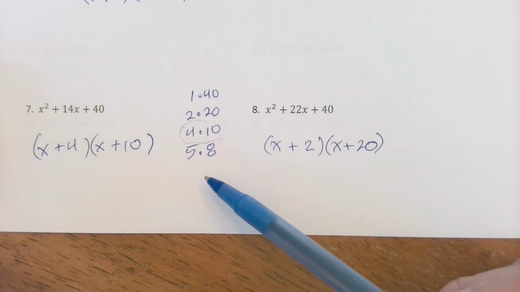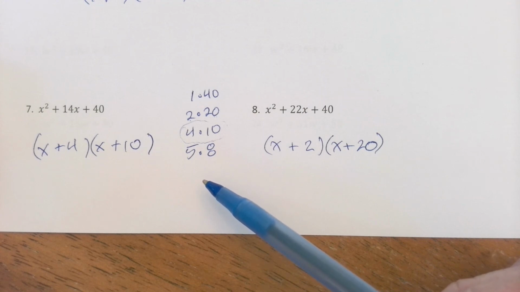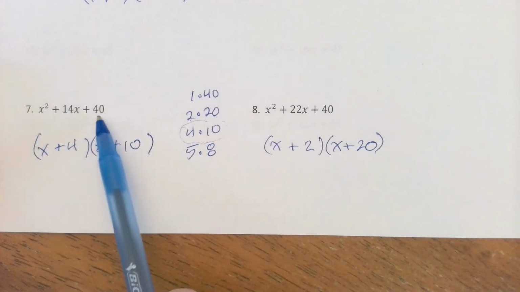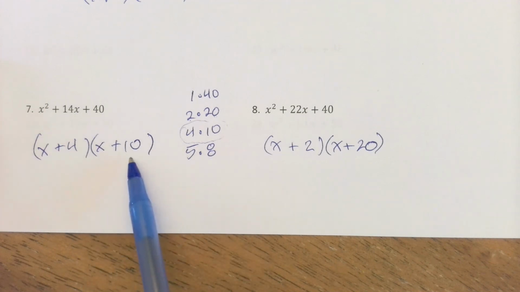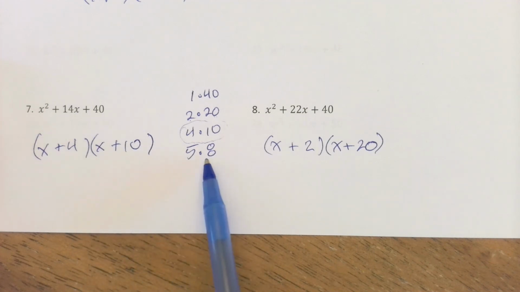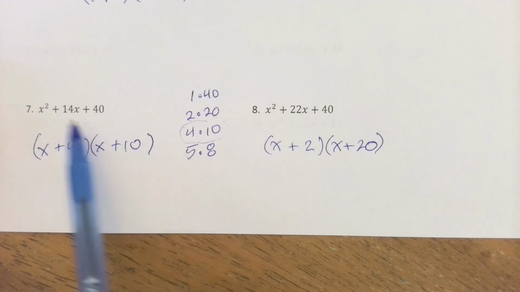You're going to plug in the first thing that comes to mind. For example, solving a problem like this, you'll say, oh, there's a 40. 5 times 8 makes 40, and you'll put a 5 here and an 8 here. But that's not the right combination, because 5 plus 8 is not 14. 5 plus 8 is 13.